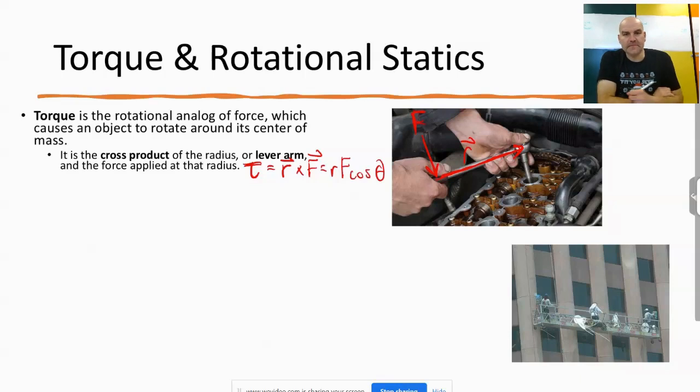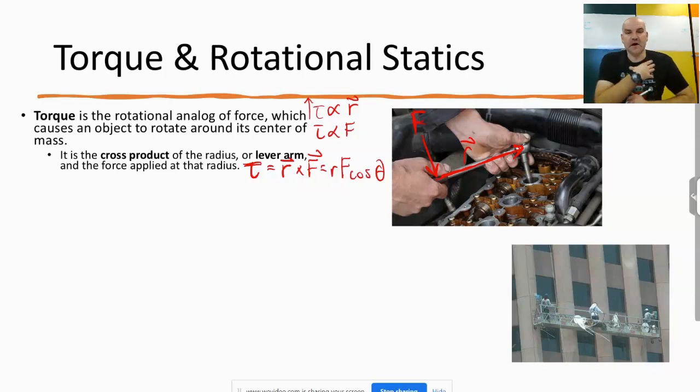Now, what you need to know are ways to increase the torque. If I want to increase my torque, I can do one of two things. It's directly proportional to the length of the radius, and it's also directly proportional to the force. So you can either increase the length over which that force is acting, or you can simply increase the force.